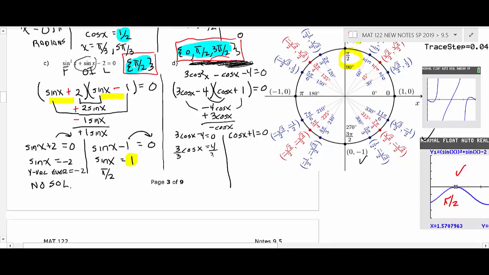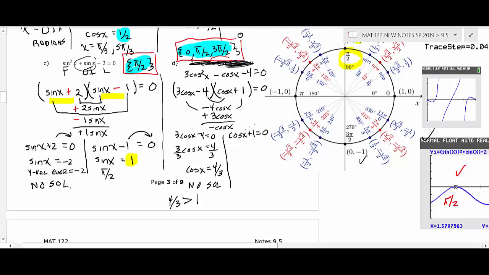You would divide by 3. So you would get cosine x equals 4 over 3. Okay, that's no solution. Right? There's no place on the unit circle where the cosine's 4/3. See, 4/3 is bigger than 1, and 1 is the biggest x value that you hit on the unit circle. So like the last problem, one of the factors didn't give you a solution.